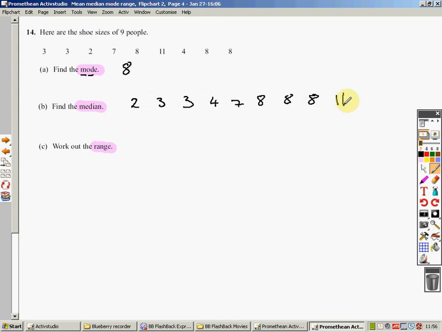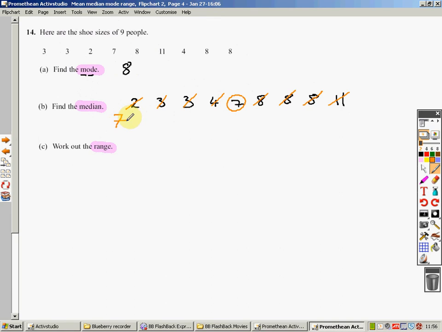Just a bit of check-in. 9 people. 1, 2, 3, 4, 5, 6, 7, 8, 9. Check, I've got 9 datas recorded. 1, 2, 3, 4, 5, 6, 7, 8, 9. Yes. Now I can do my cancelling off. 1 from the front, 1 from the back, 1 from the front, 1 from the back, 1 from the front, 1 from the back, 1 from the front, 1 from the back. And we ended up with 7. So the median is 7.